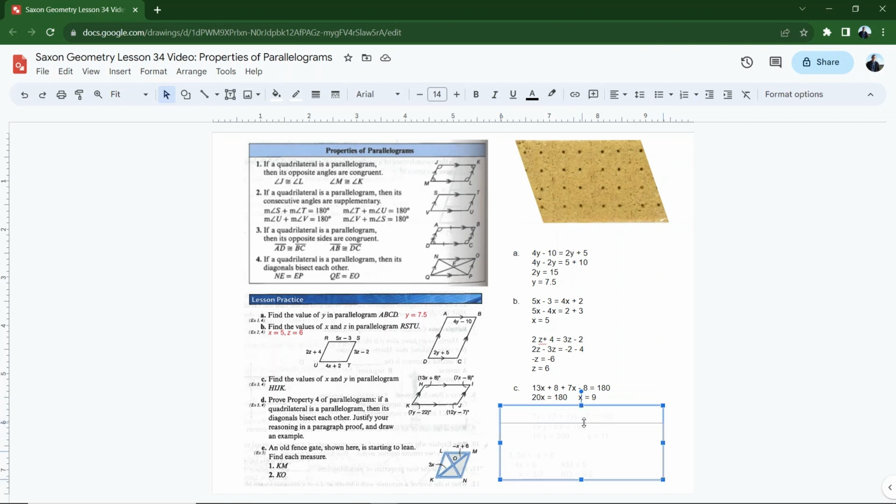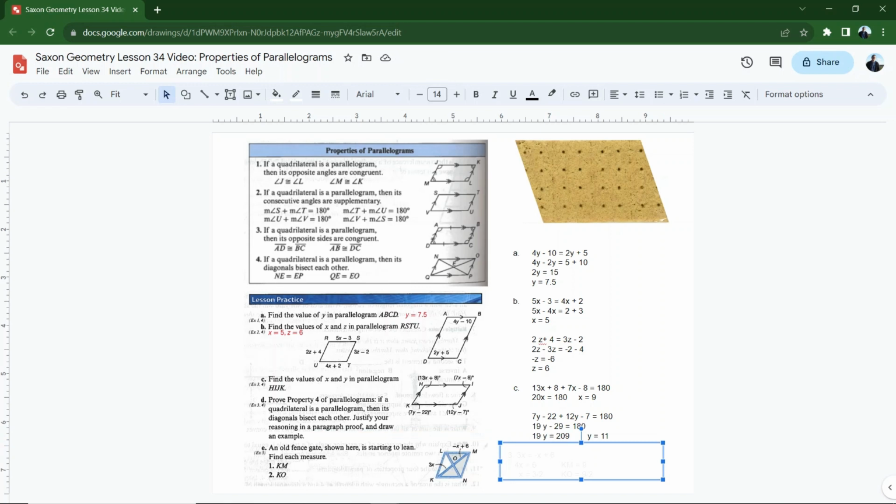Those are consecutive angles. So when I add them together, they equal 180 degrees. I get this when I simplify. I need to add 29 to both sides and then divide both sides by 19. I end up with y equal to 11.